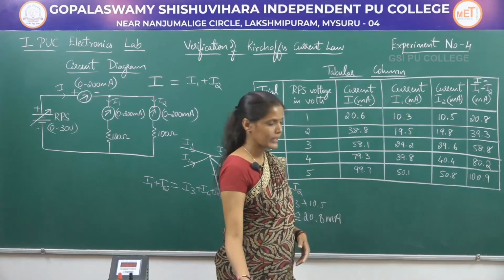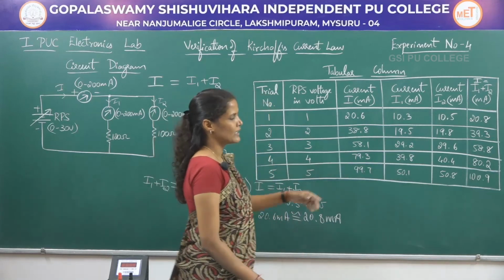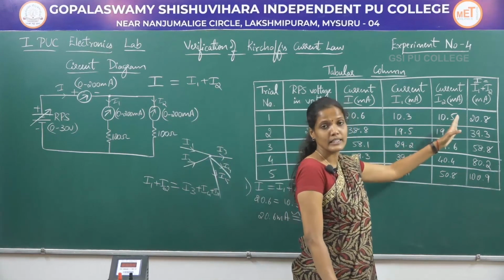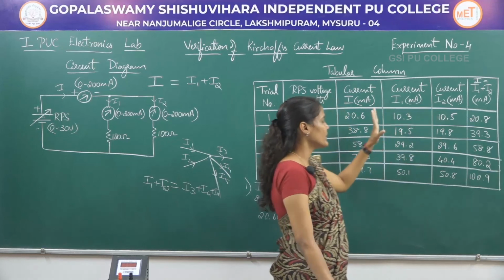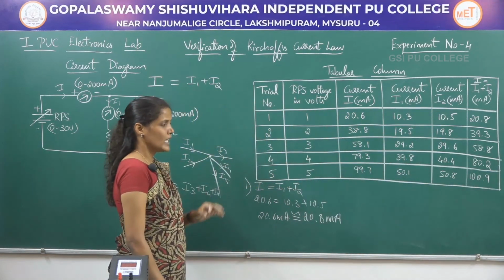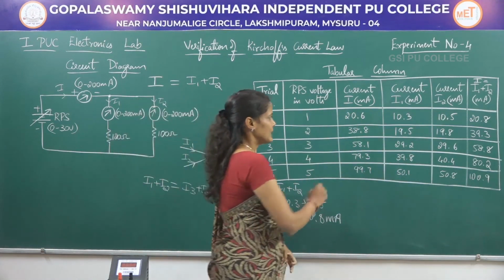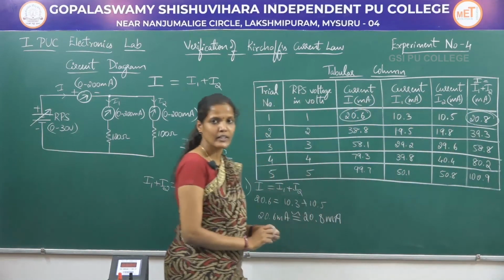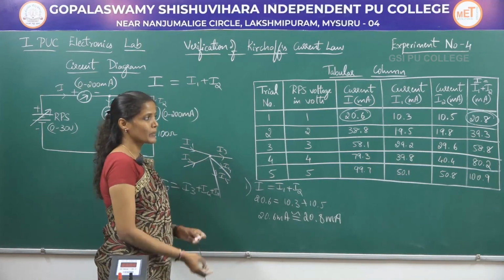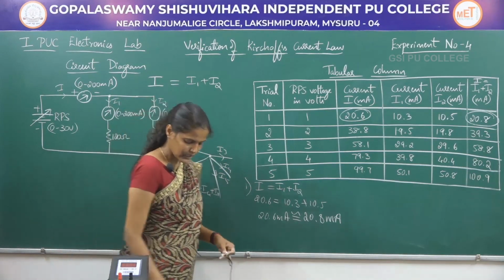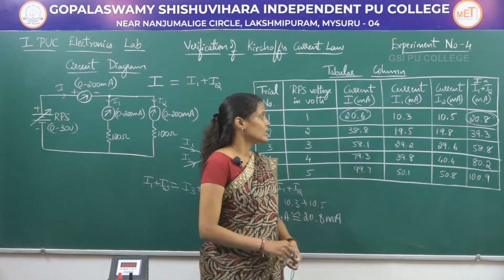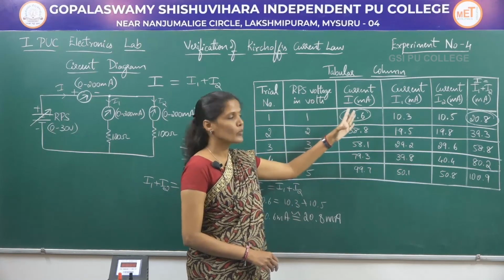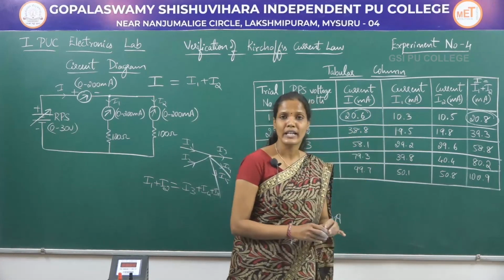According to this experiment, we have calculated the total current I, that is the sum of I1 and I2, for different values of RPS voltage. If you look into the tabular column, this reading and this reading are almost matching. So, according to this experiment, that is Kirchhoff's current law, the total current I is equal to the sum of the two currents I1 and I2.